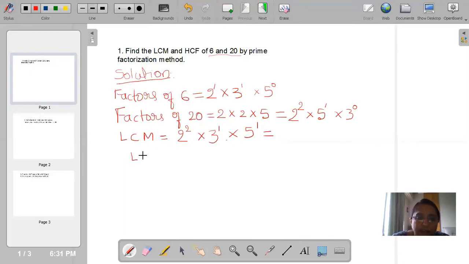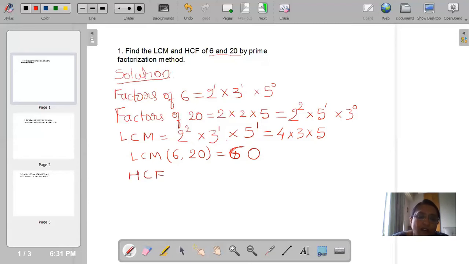So LCM of 6 and 20 is equal to 2 squared, 4, into 3 into 5. 4 threes are 12. 12 into 5, it is 60. So LCM is 60. Next, what is HCF?